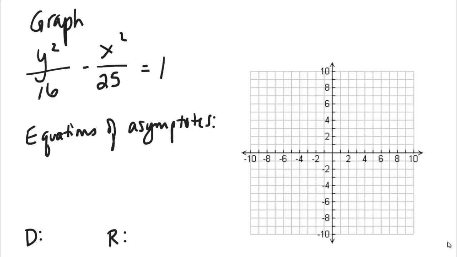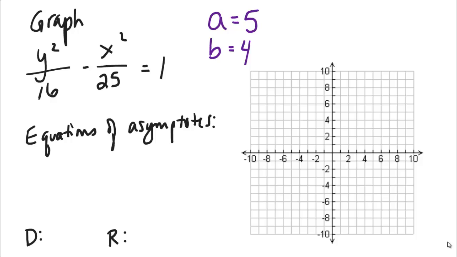y squared over 16 minus x squared over 25 equals 1. I'm hoping that you notice that the major difference between this equation and the previous one is that here the y squareds come first. I'm still going to call a what's underneath the x, so we'll say a is 5 and b is 4. If we always let a squared be under x and b squared be under y, then the equations of our asymptotes are always b over a x and -b over a x. So that's why I'm keeping my variables defined that way.